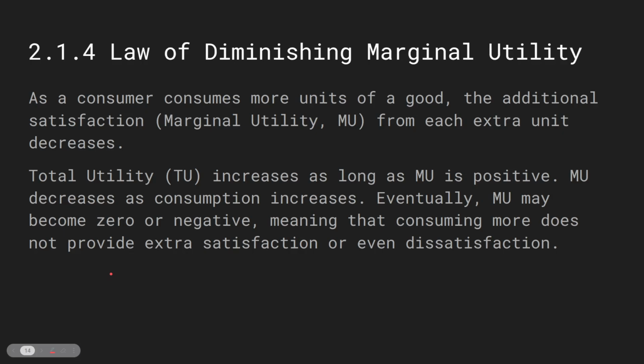Now, what is the law of diminishing marginal utility? As a consumer consumes more units of a good, the additional satisfaction or marginal utility from each extra unit decreases. This is where our pizza case arrives. When we're eating pizza, as we're eating more and more pizza, our satisfaction level from each extra unit always decreases, and this is true for anything.